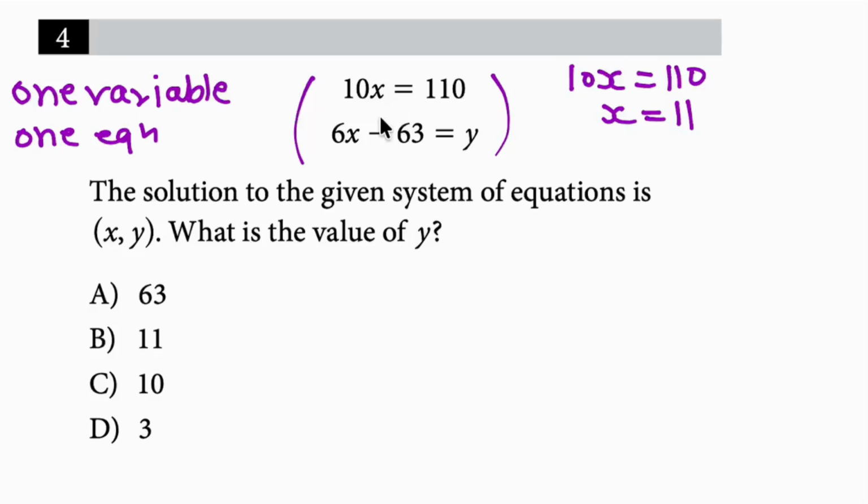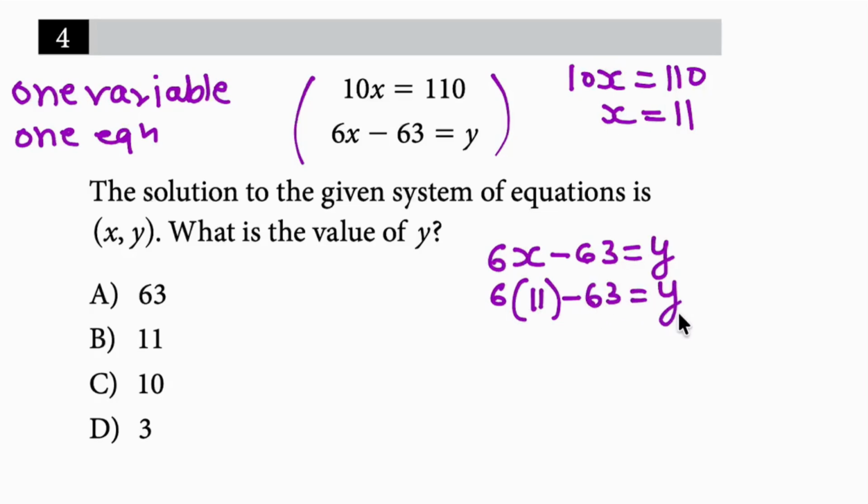11. Now because it is a system of equations, that means whatever is the value of x in the first equation will be the value of x in the second equation too. And so if we plug it here, we can calculate the value of y. So let's write it. 6x minus 63 is equal to y, and 6 times 11 minus 63 is equal to y. 66 minus 63 is equal to y. So y is equal to 3. That means D is the right option.